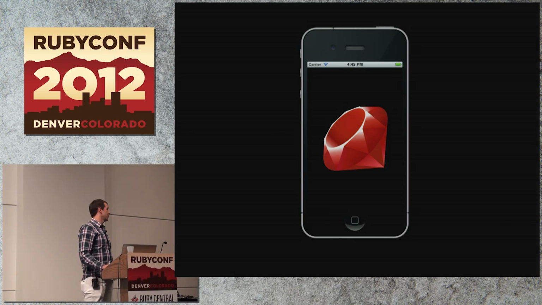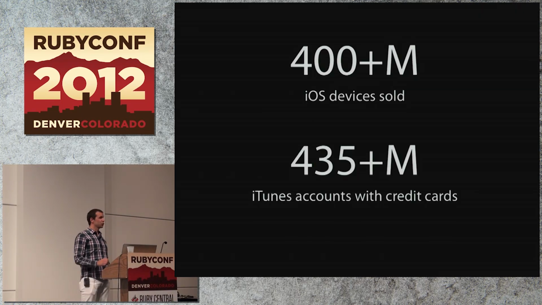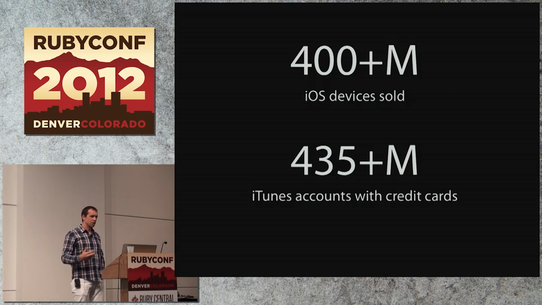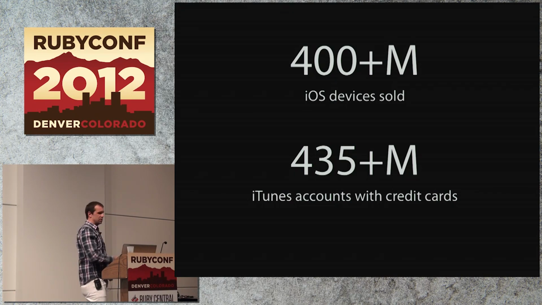Well, probably the most important thing is numbers. There's 400 million iOS devices out there right now. There's 435 million iTunes accounts with credit cards behind them right now. Actually, that was in June, so there's more than that now. That is a staggeringly large number of devices out there and of accounts for making things. So one of the reasons to do this was because it's a very, very large ecosystem out there. A large number of devices exist that this can be used on.